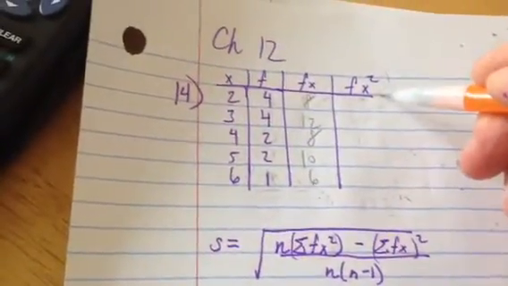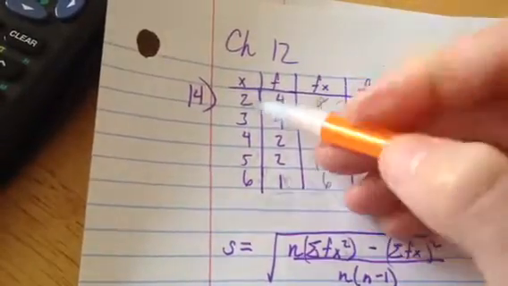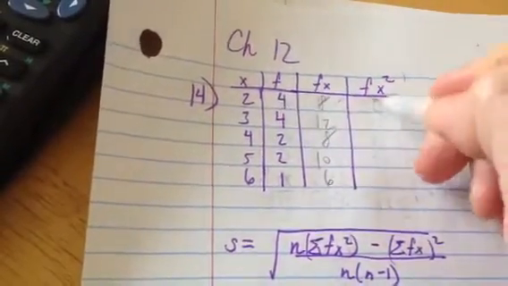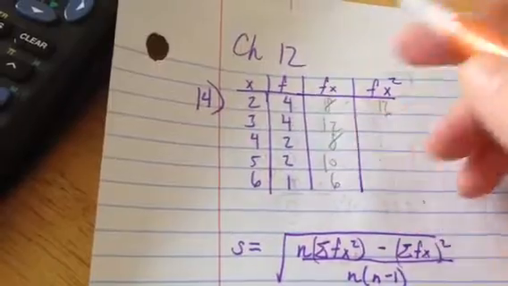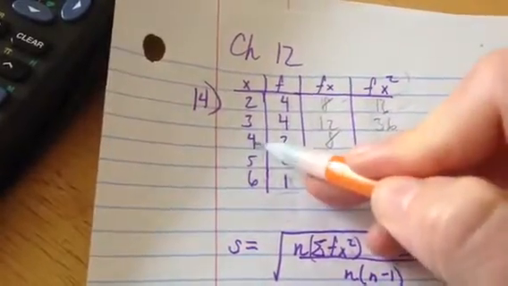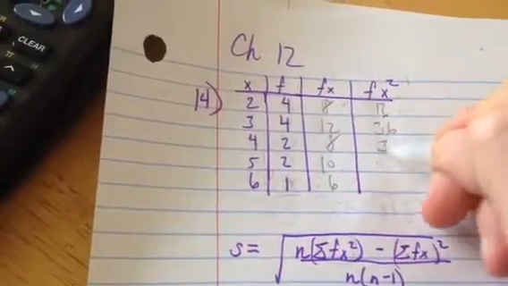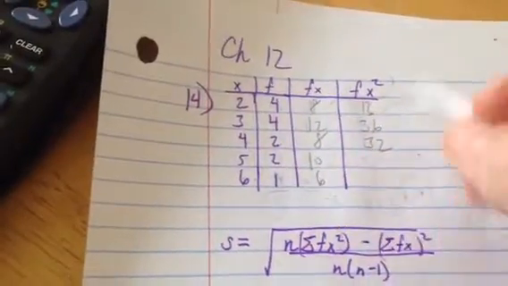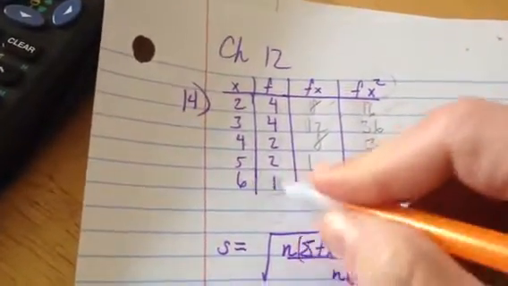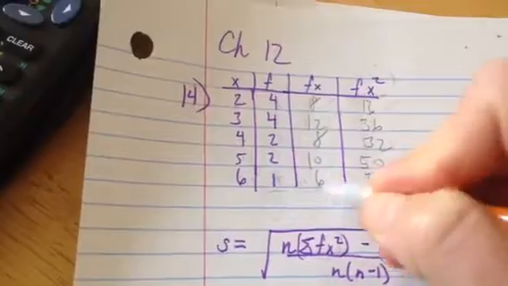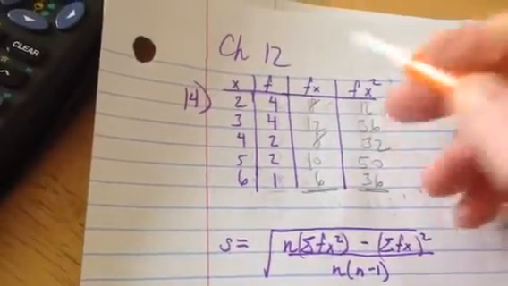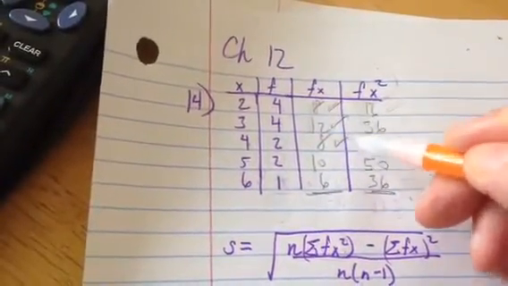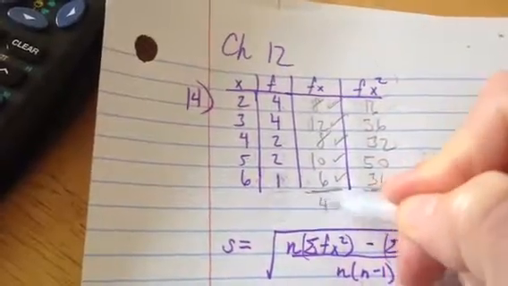We're going to create another column with x squared times f. So I need 4 times 4 is 16, 9 times 4 is 36, 16 times 2 is 32, 25 times 2 is 50, 36 times 1 is 36. Now we're going to sum these up, get some totals. So I'll have 20, 28, 38, 44 here.